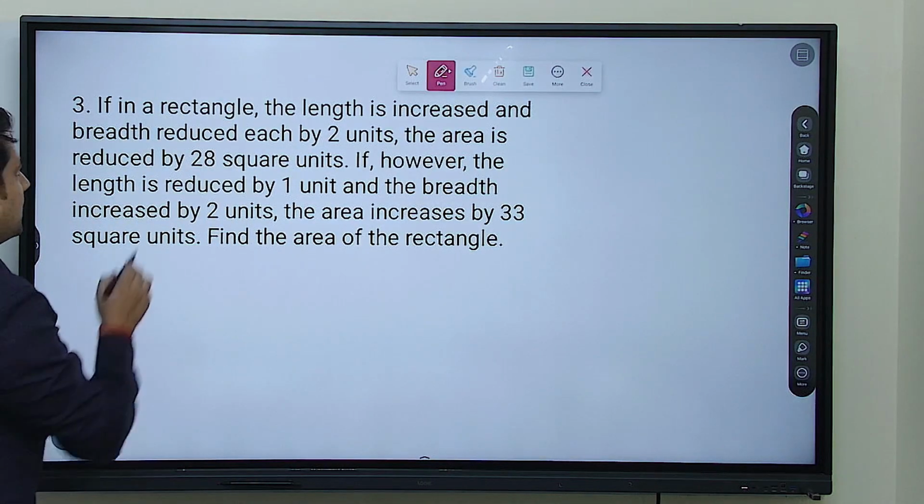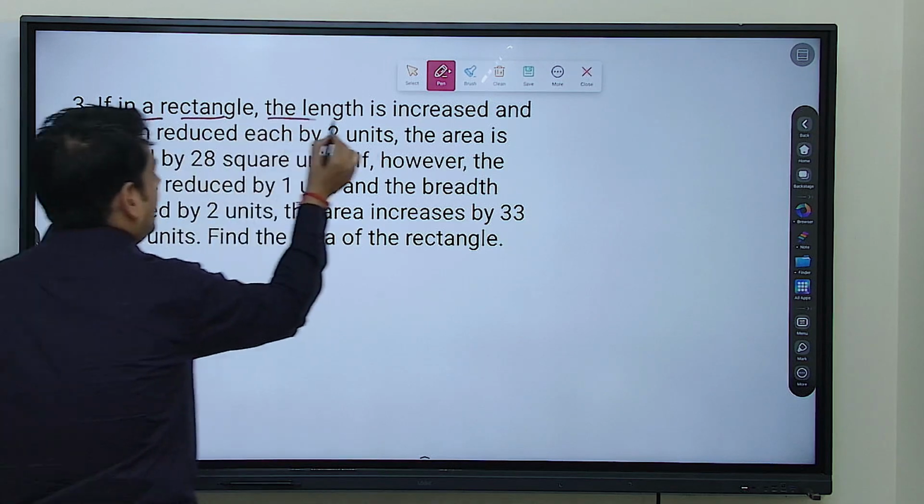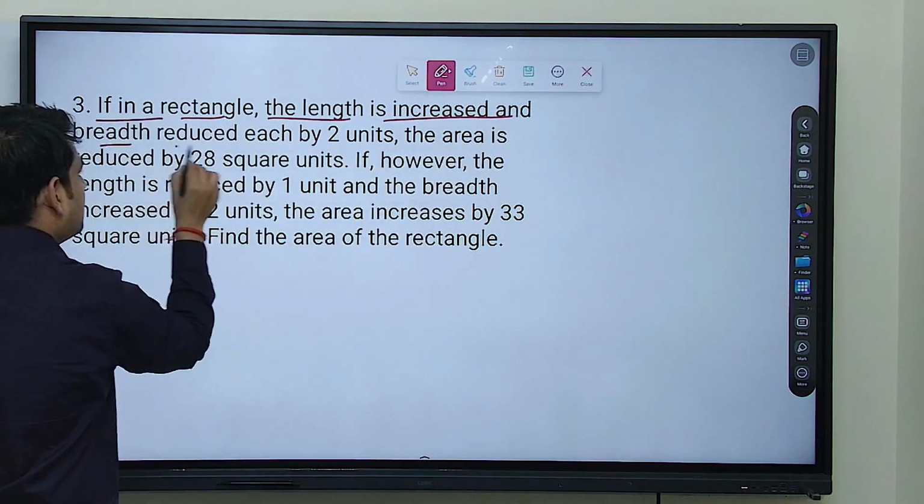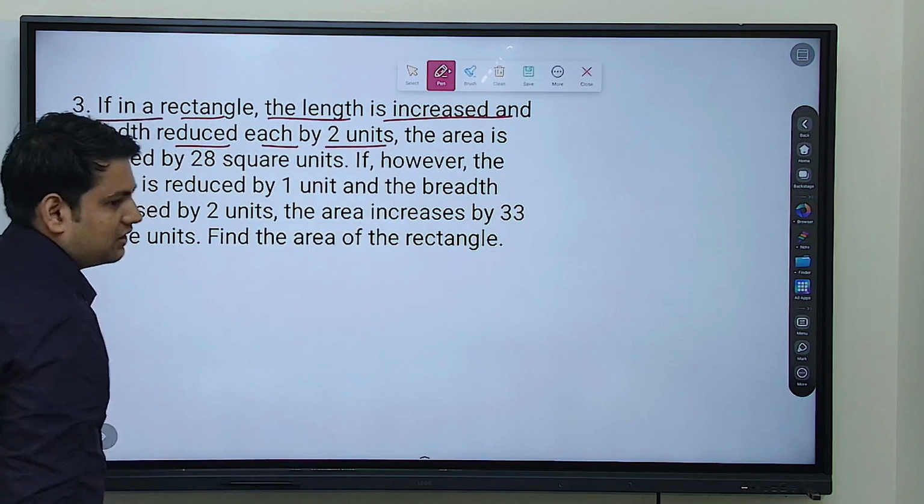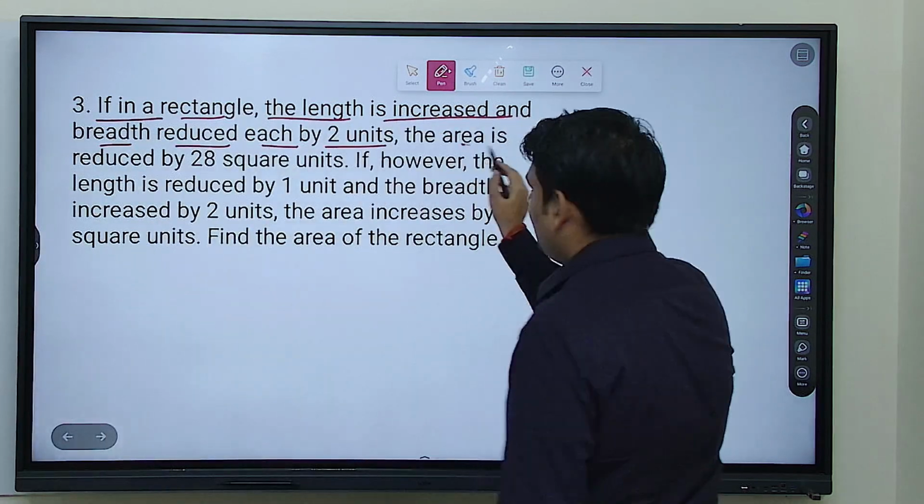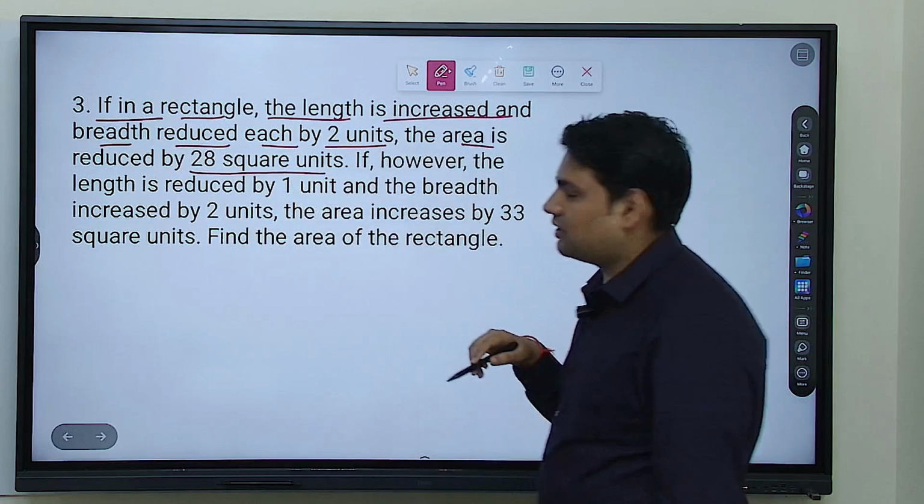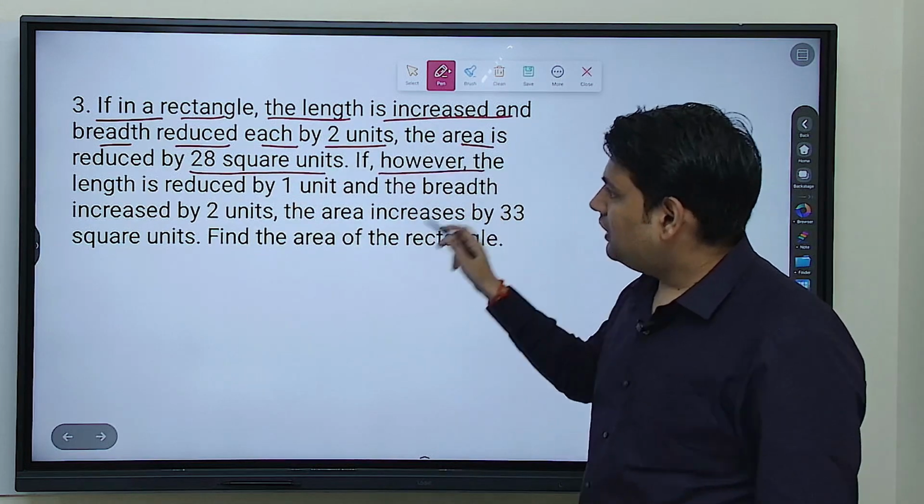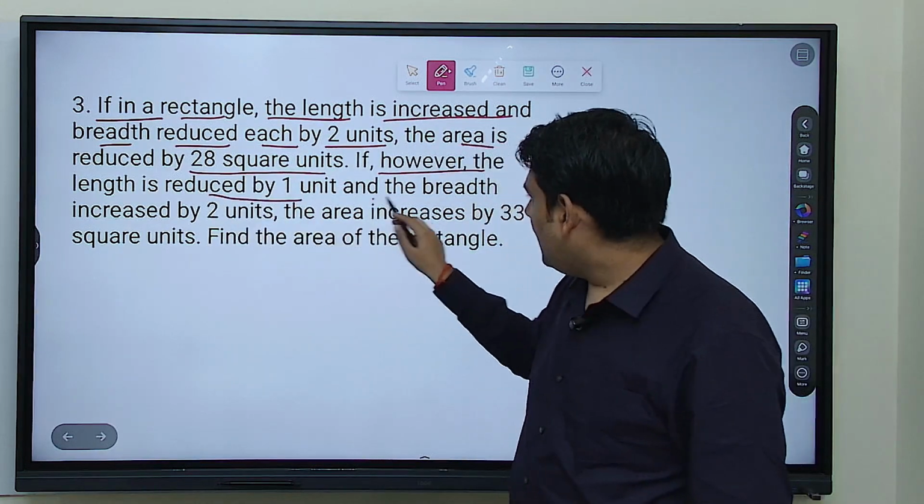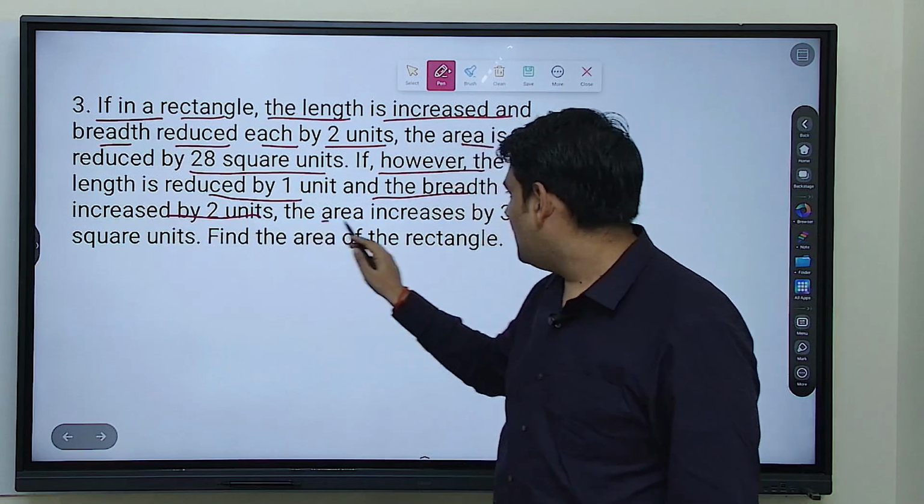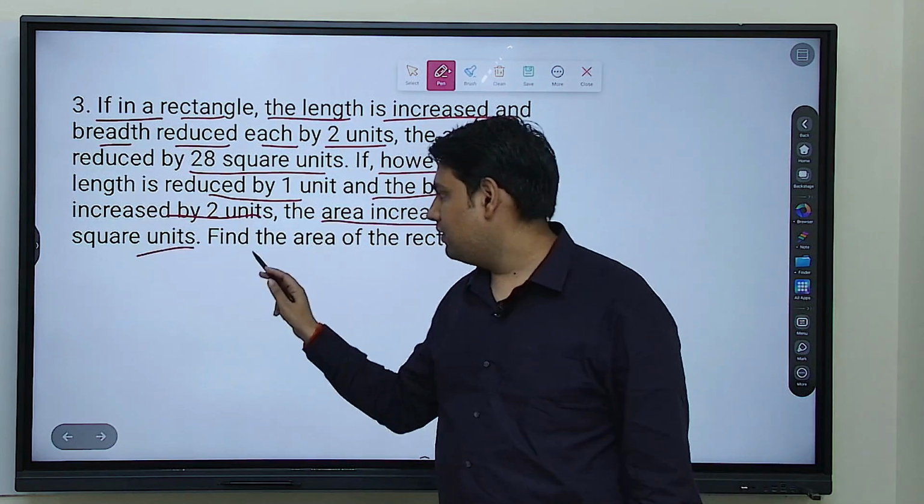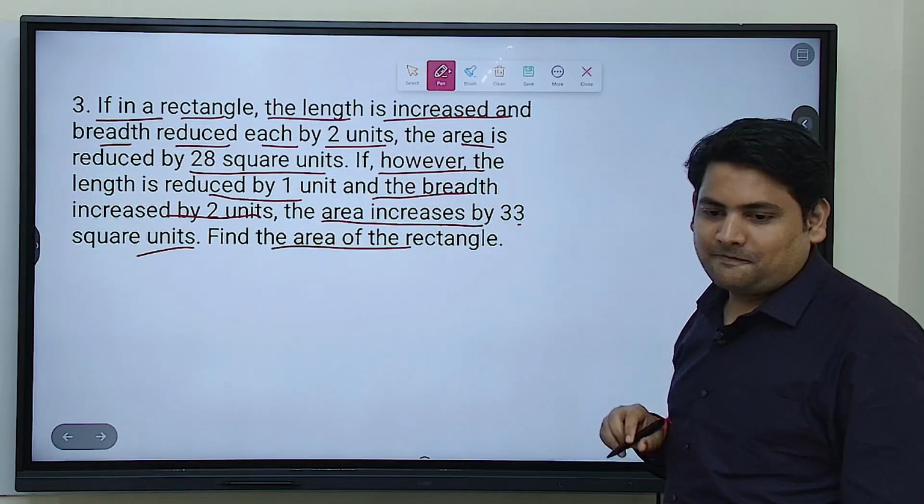What it says: if in a rectangle the length is increased and the breadth is reduced each by 2 units, okay, the area is reduced by 28 square units. If however the length is reduced by 1 unit and breadth is increased by 2 units, the area increases by 33 square units. Find the area of rectangle.